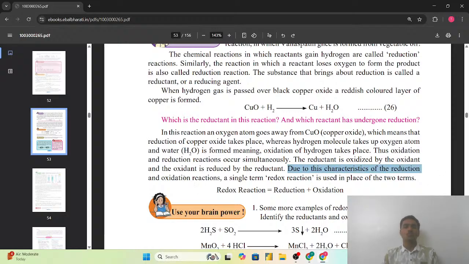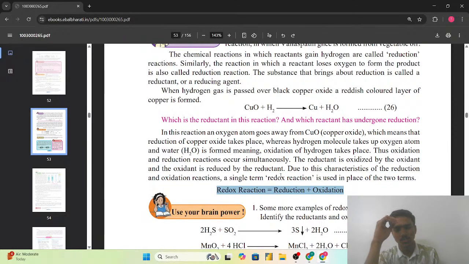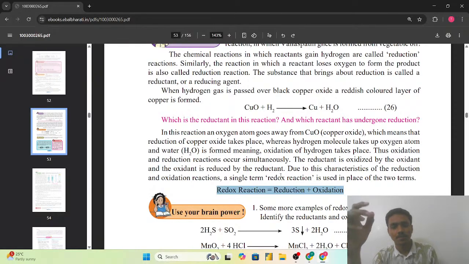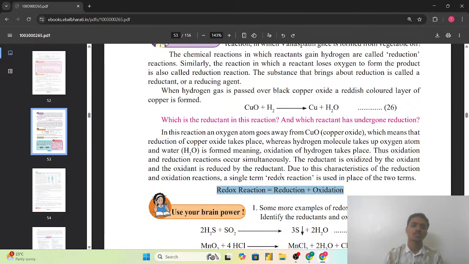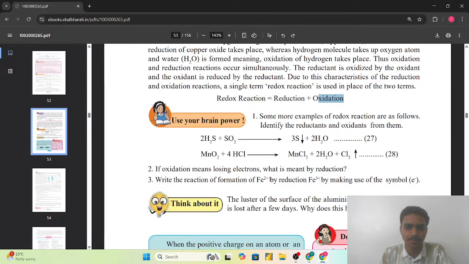Due to this characteristic of the reduction and oxidation reaction, a single term redox reaction is used in the place of the two terms. Redox reaction क्या है फिर? Reduction plus oxidation. Redox reaction, you will be studying in the further part of the science. So in the class 11th, you will see a separate chapter regarding the redox reaction. तो redox reaction मतलब खुद में एक बहुत बड़ा एक टर्म है जो कि redox reaction is the reduction plus oxidation. This is the symbol which we are telling here.